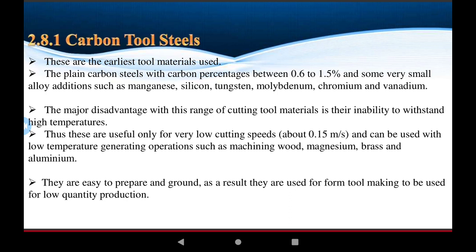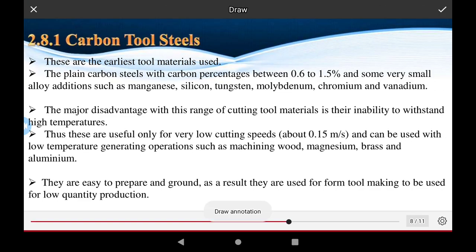Carbide to steel. Carbon tool steels are the earliest tool material, used for plain carbon steel, in which the carbon percentage is between 0.6 and 1.5%, with some very small alloy additions such as silicon, manganese, tungsten, molybdenum, chromium, and vanadium.